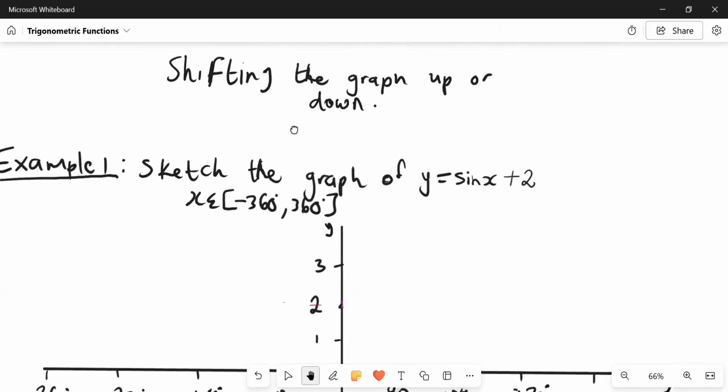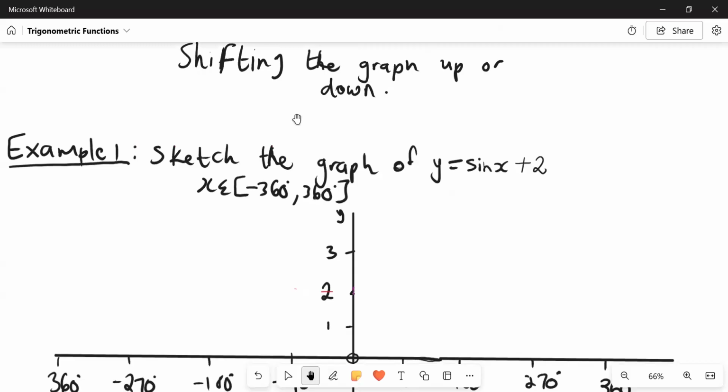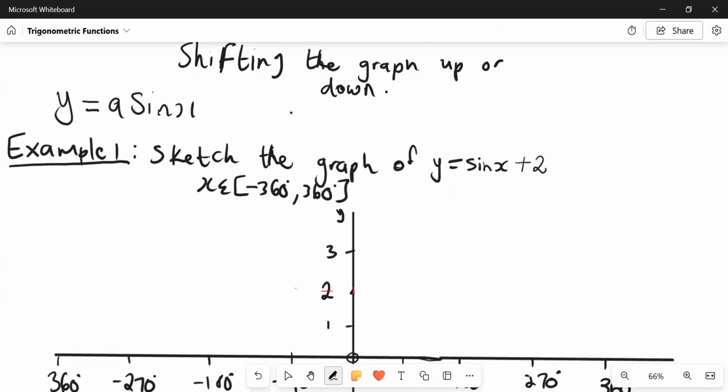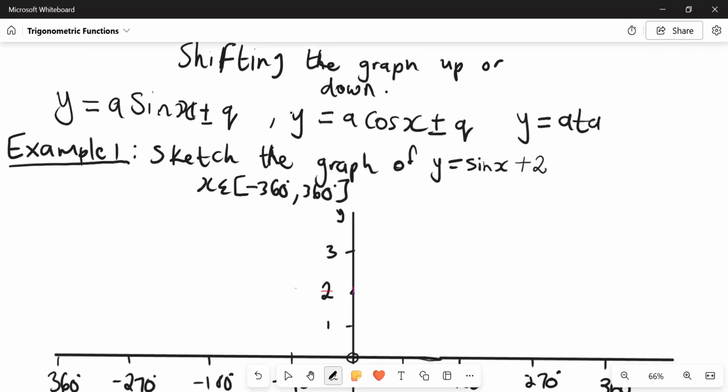And then now let's move to shifting the graph up or down. When shifting the graph up or down, your equation will be in the form of y equals a sin x plus or minus q, y equals a cos x plus or minus q, and y equals a tan x plus or minus q. So q is the vertical shift up or down, right?